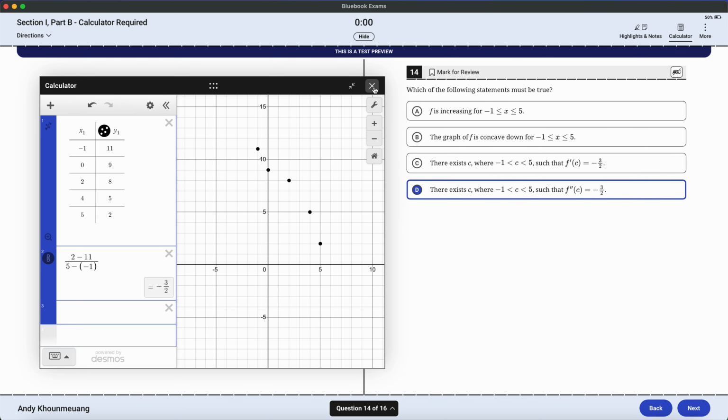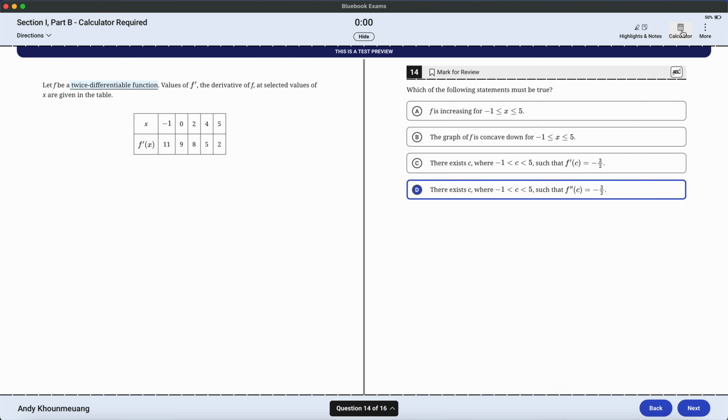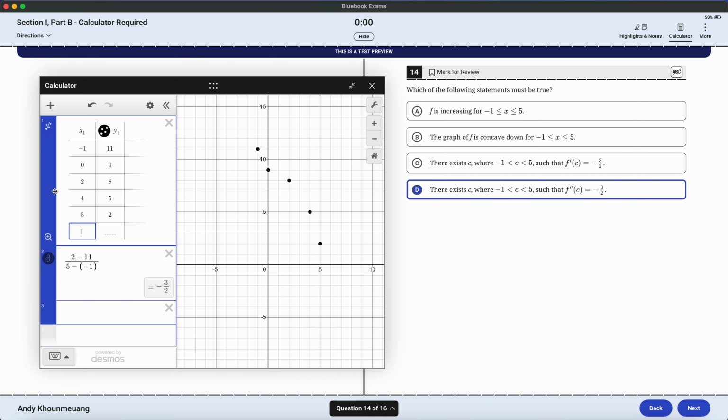Also, if I were to press X right here and I accidentally press it, and I press my calculator, the stuff will still appear here. So nothing will get erased.